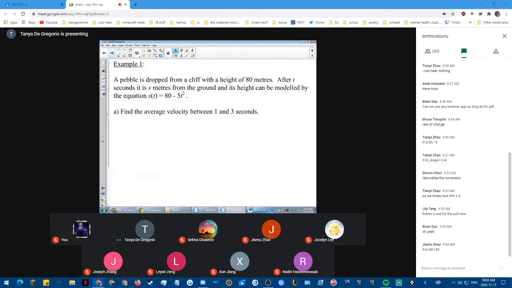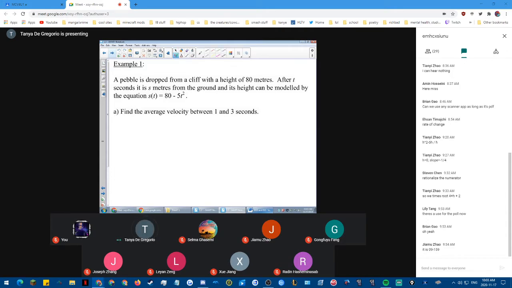A pebble is dropped from a cliff with a height of 80 meters. After t seconds, it is s meters from the ground, and its height can be modeled by the equation s of t is equal to 80 minus 5t squared. So the distance from the ground is equal to 80 minus 5t squared, where t is time. Find the average velocity between 1 and 3 seconds. Average velocity. Do I need a limit here? No, it's the slope of your secant. That's all it is.